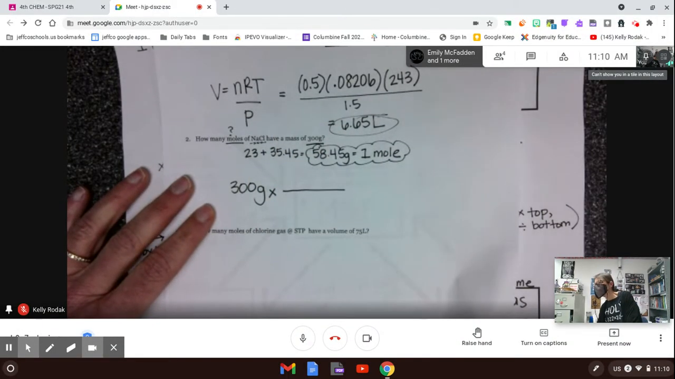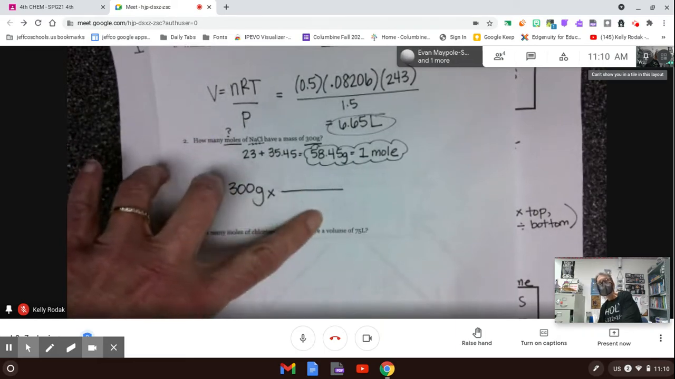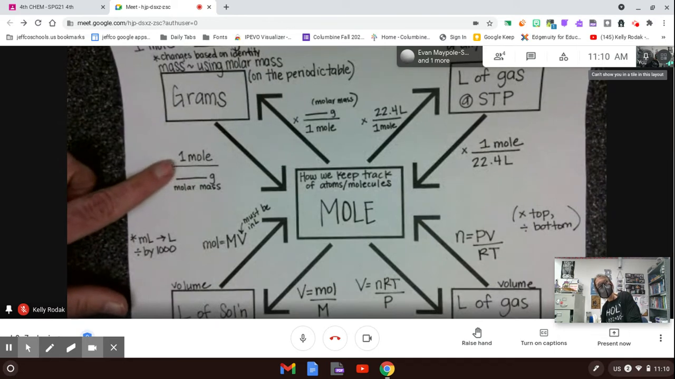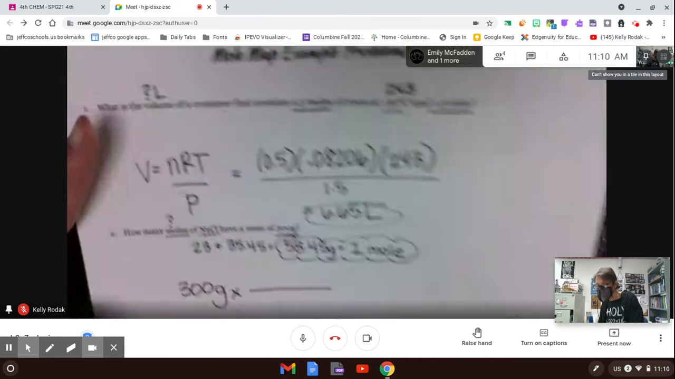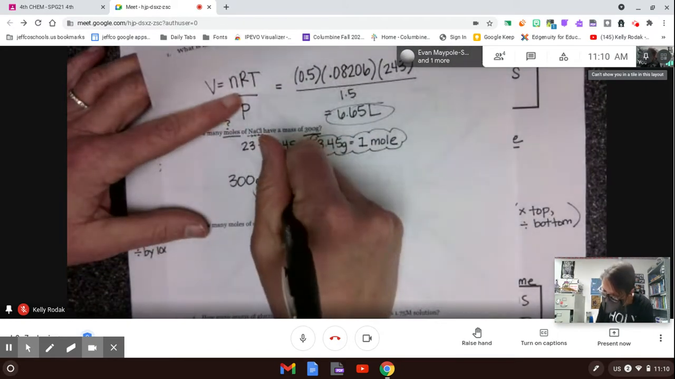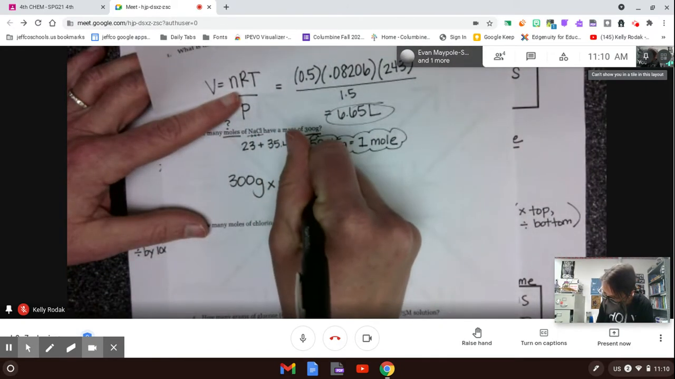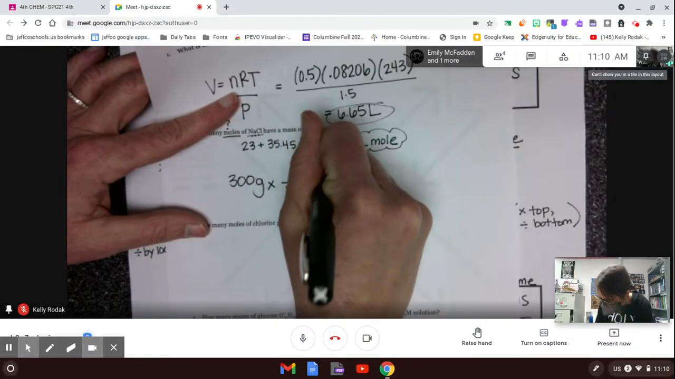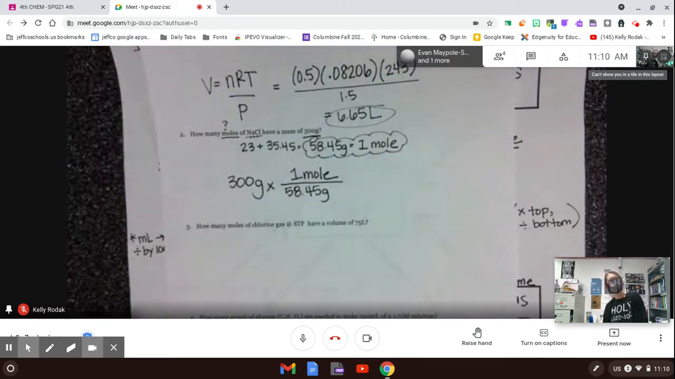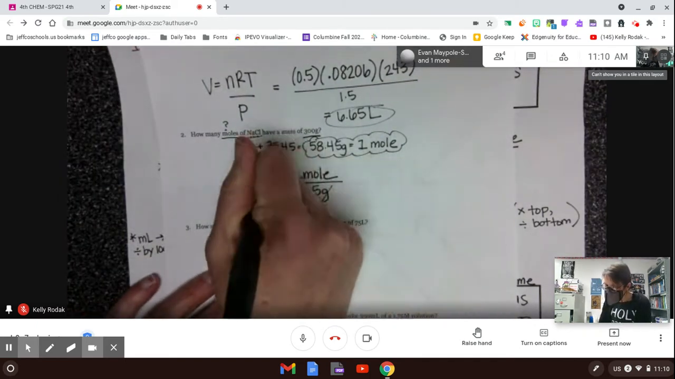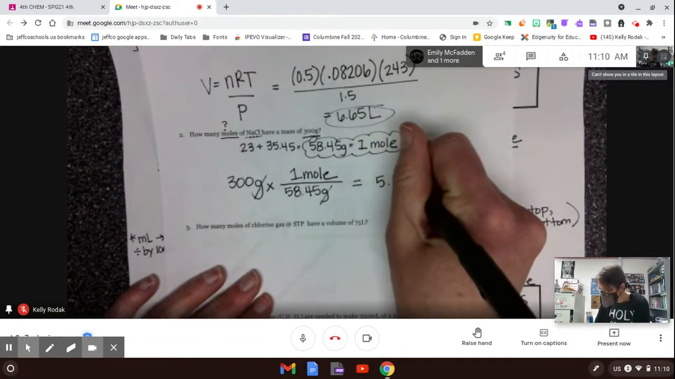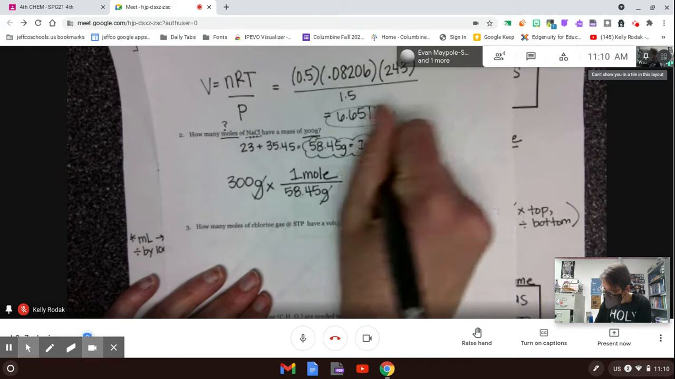Now, probably without looking at the map, you would know how to set that problem up. But if you don't, you can look at the map and you can see that I'm going to write the equation in this format so that it turns into moles and cancels grams. So again, some of you might need to use the map all the time. Some of you might never need it. Some of you might have to use it every once in a while. But now you have it, right? So I write it in that format so that the grams cancel and I'm left with moles. And I get 5.13 moles. And again, we're going to circle the answer.